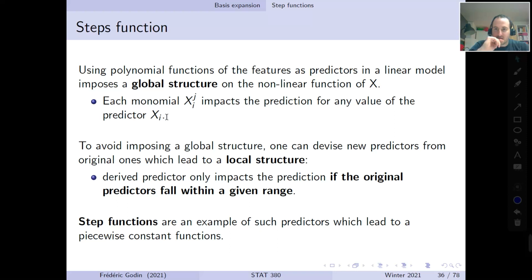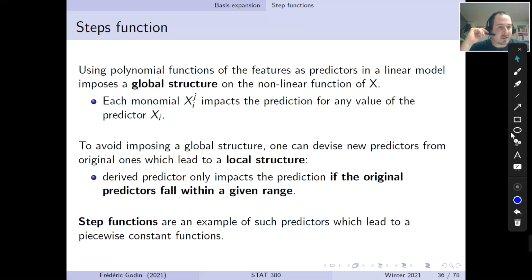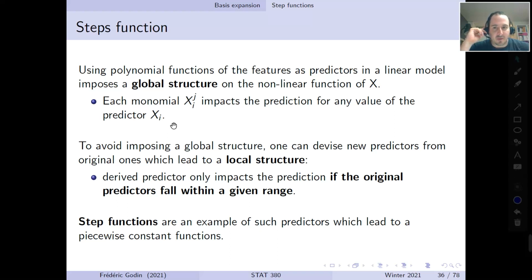Should it be? Sorry about that. When you change the beta j, for example, it will impact the target regardless of your value of the predictor. This should be xij. Okay, so there's a j missing. This is why I was a bit confused. Okay, so no, it'd be okay. Forget about what I just said.